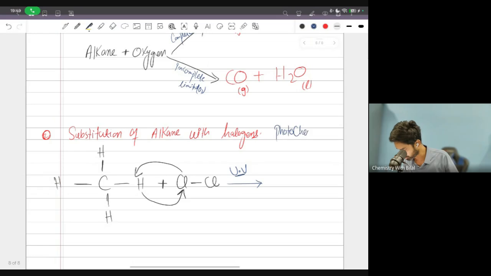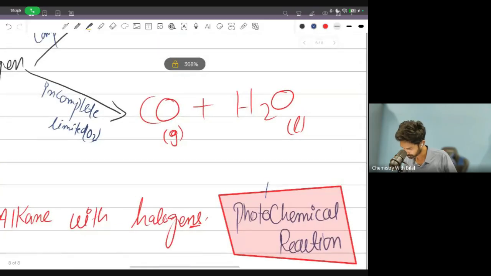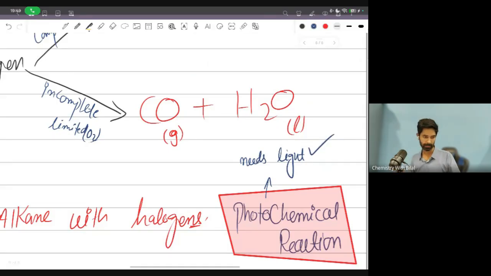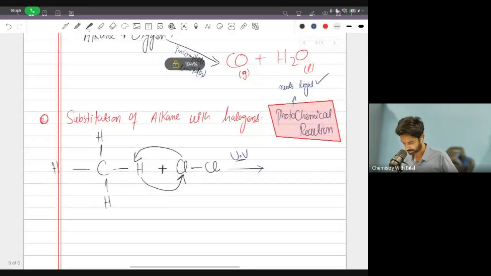Why it is called photochemical? Anyone in the class? Why it is called photochemical? Shabash. Because it needs light. Any reaction that needs light is called photochemical. Since this requires UV light, it is photochemical.